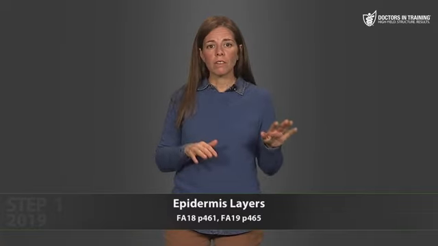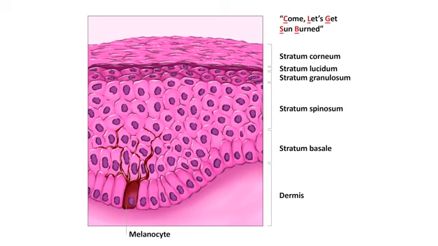Okay, first, what are the different layers of the epidermis? There's the stratum corneum, stratum lucidum, stratum granulosum, stratum spinosum, and stratum basale. And the mnemonic we like using now is, come, let's get sunburned, for corneum, lucidum, granulosum, spinosum, and basale. These are the epidermis layers. One kind of interesting thing about the epidermis is that it doesn't have any blood vessels. The epidermis gets nutrition by diffusion. And the other thing to mention here is that the stratum lucidum is only present on the palms and the soles. So remember, stratum lucidum, palms, and soles.